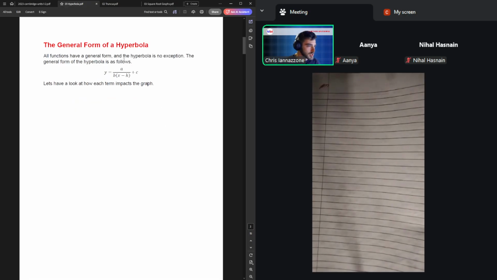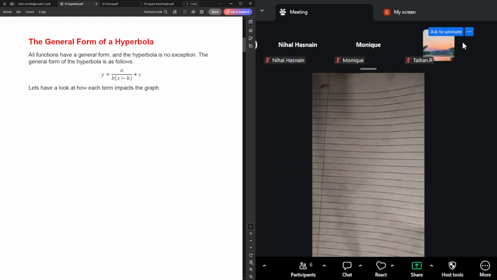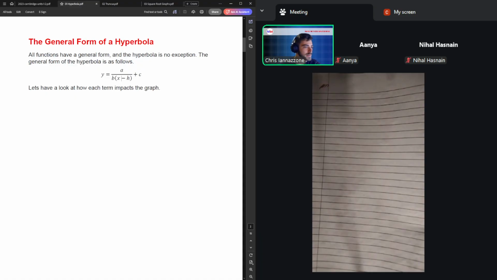First up, the hyperbola. The general form of it is as follows. It's kind of like a fraction looking graph where you have the x in the denominator of your graph rather than it being as part of your coefficient sequence in a straight line. It's got your dilation factors a and b. It's got your translation factors c and h. Let's have a look at how it all works.